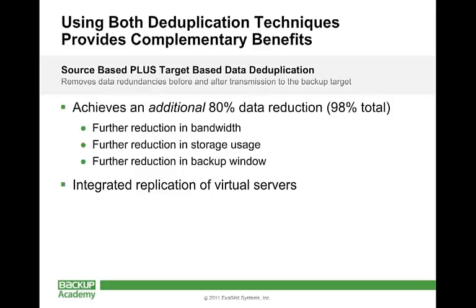Changed block tracking as an example. By removing the data at the source, we deliver a very short backup window. By then sending that reduced data to a disk-based backup appliance that does further deduplication, you can achieve an additional 80% data reduction. So between the source-based data reduction and the target-based data reduction, you can see data reduction totals as high as 98%.